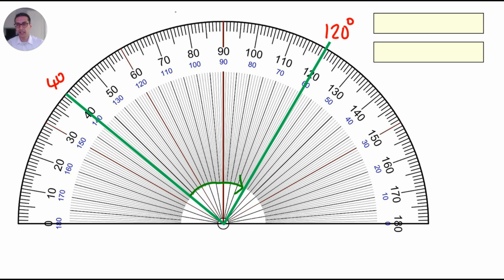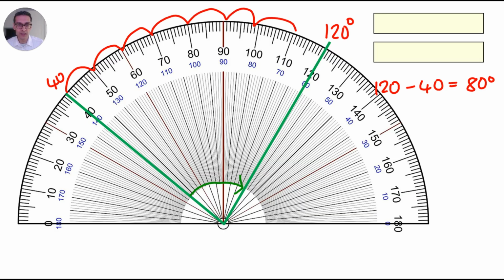So all I need to do is work out the difference between these two. So 120 take away 40, that's going to give you 80 degrees. The other way you might do it, which is perhaps a bit longer, is just to count. So I can see that's 10, 20, 30, 40, 50, 60, 70, 80. That's 80 degrees. If we wanted to make it easier, we would have lined up our protractor.